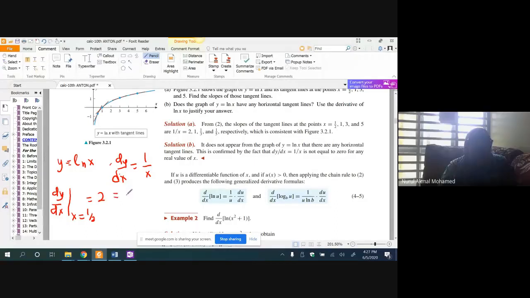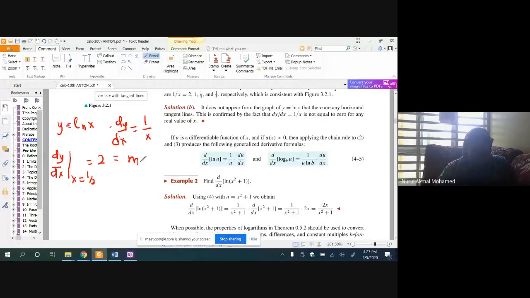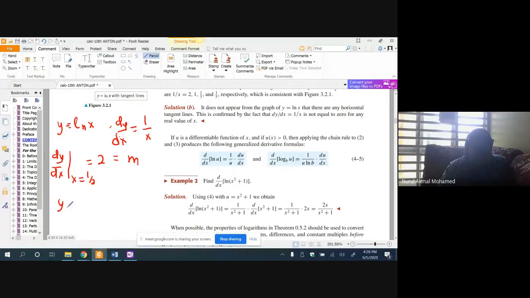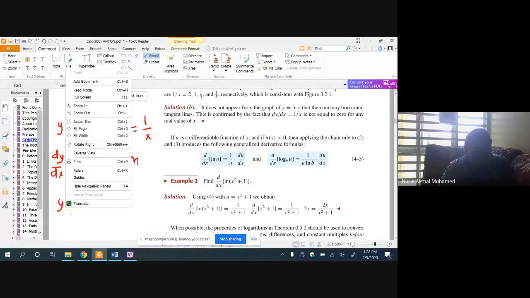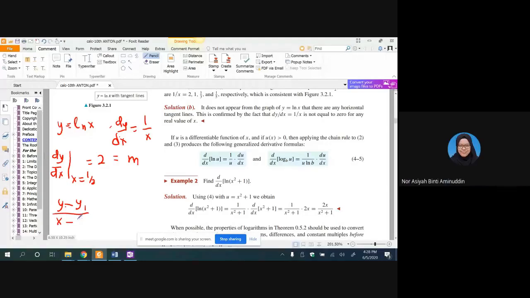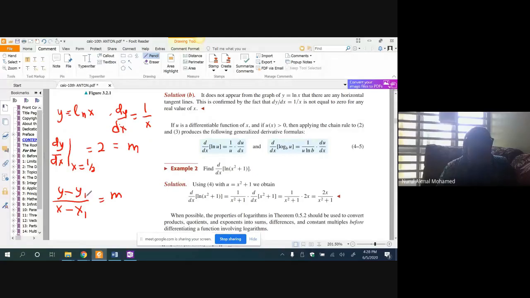And this is the slope. Maybe I can denote it as m. So this is the slope. The equation of the tangent line is a straight line, so it is always valid for you to use this equation: y minus y1 divided by x minus x1 equal to m. So your m is equal to 2. What will be your y1?